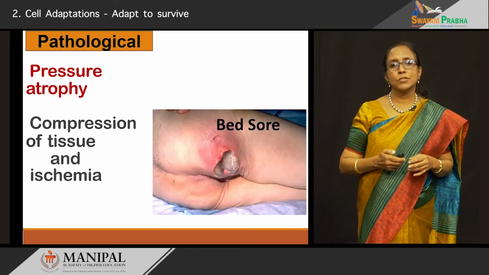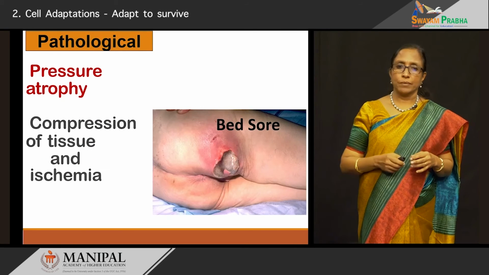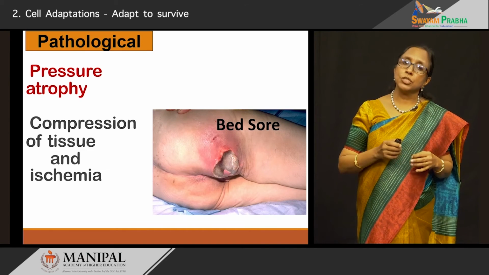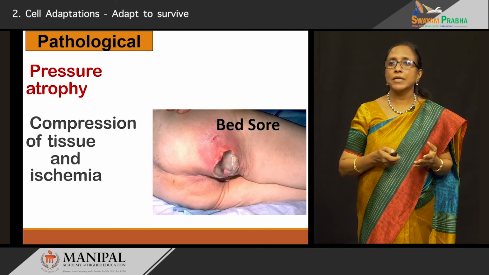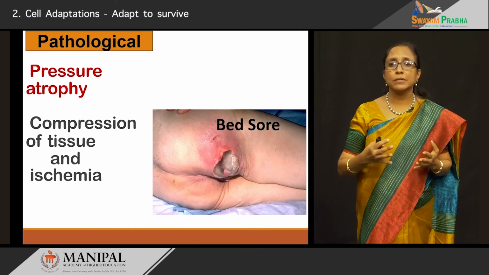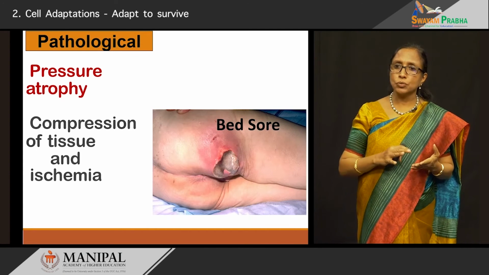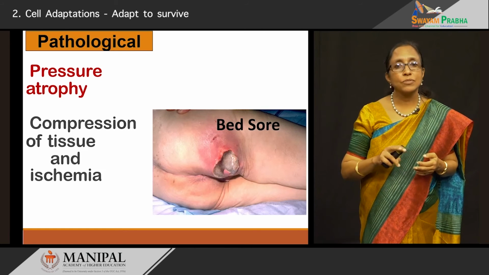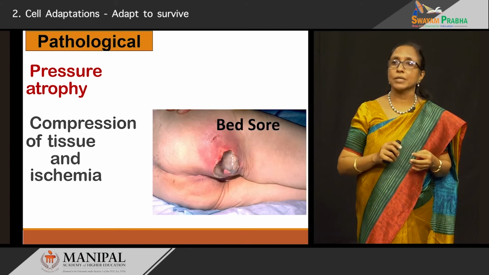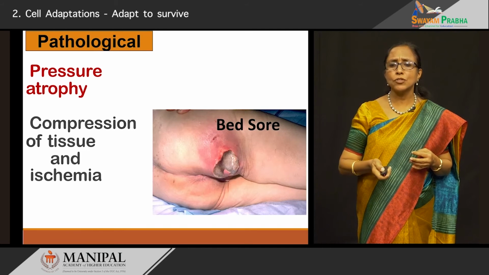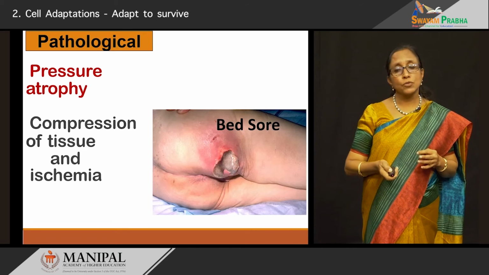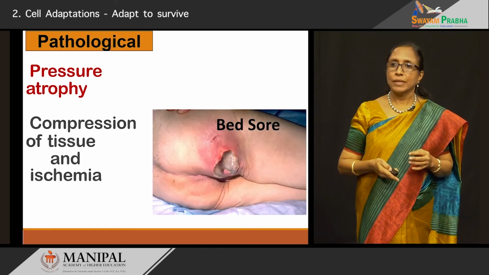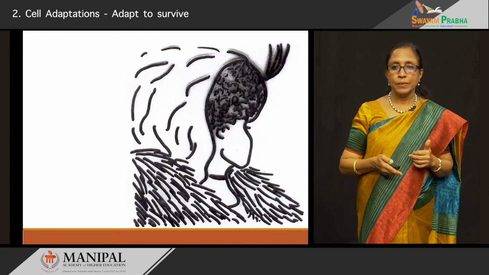Now, the next situation where we can get atrophy is called pressure atrophy. Compression of the tissues by pressure, this is a bed sore, which can occur in any person who is bedridden for quite some time. Compression of the tissue against the bed or against a hard surface, along with ischemia, can cause the bed sore to form, and this is called pressure atrophy. In this case, it is not just atrophy that is there, there is also a superadded infection with even necrosis of the tissues.